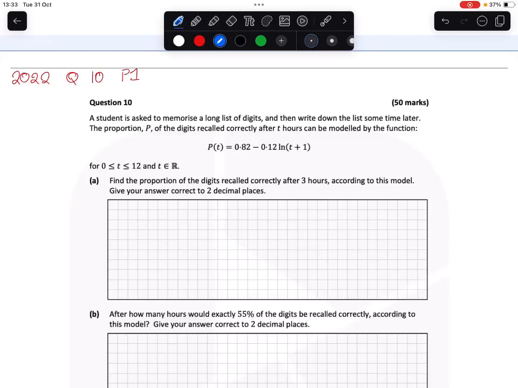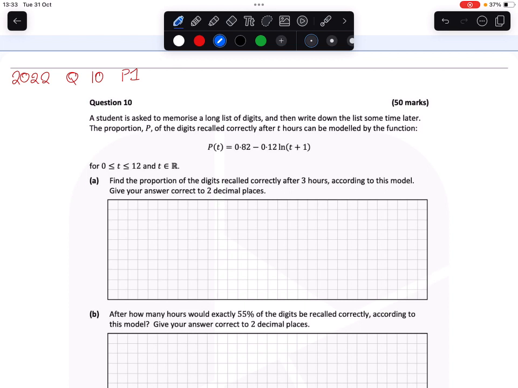So we're going to be taking a look at the higher level Leaving Cert 2022 paper 1, question 10. A student is asked to memorise a long list of digits and then write down the list sometime later. The proportion p of the digits recalled correctly after t hours can be modelled by the function p(t) = 0.82 - 0.12 ln(t + 1), for t greater than or equal to 0 and less than or equal to 12, where t is a real number.